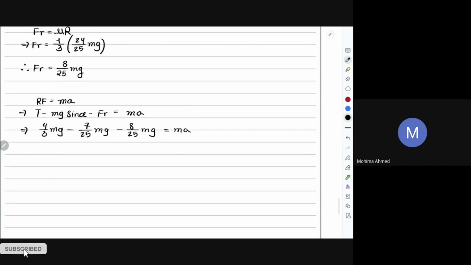Everyone has m, so you can just write 4 by 3. I mean, just add all the values, right? So you have 4 by 3 minus 7 by 25 minus 8 by 25. You get 11 by 15. From this, I get 11 by 15 mg, I can cancel the masses. You eventually end up getting 11 by 15 g.